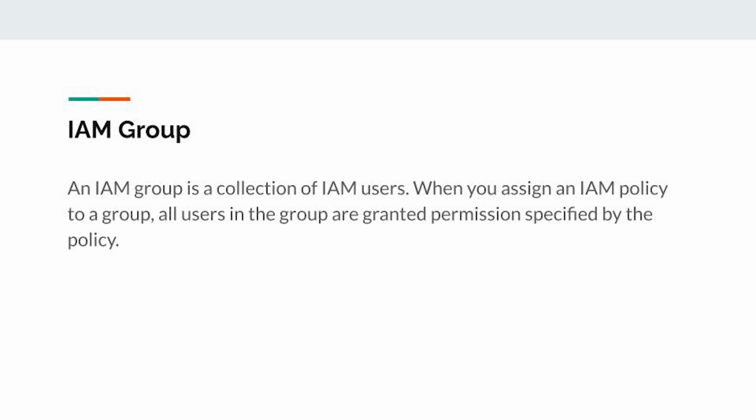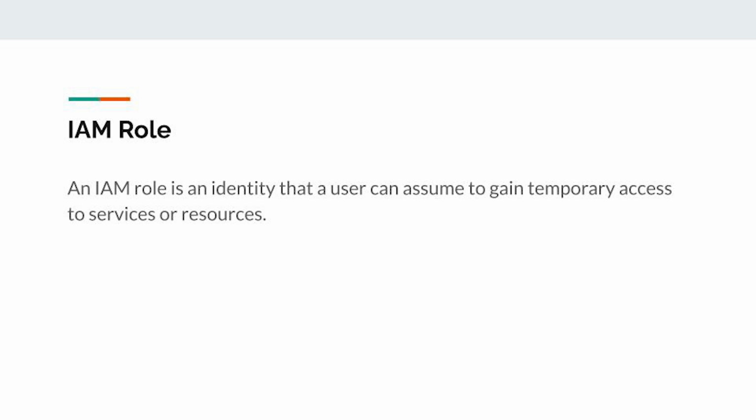But what if a user is not completely transferred to a new department, but temporarily switched to a different set of work? That's when we need IAM roles, which we are going to talk about next. An IAM role is an identity that a user can assume to gain temporary access to services or resources. At a time, a user can assume only one role. When a user assumes a role, they lose the permissions granted by the previous role.